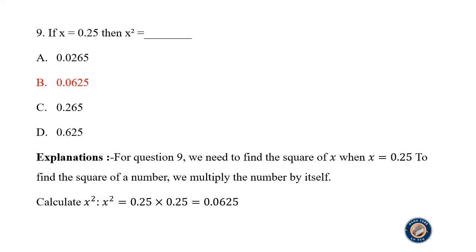To find the square of a number, we multiply the number by itself. So, calculating, x squared is equal to 0.25 times 0.25, which is equal to 0.0625.